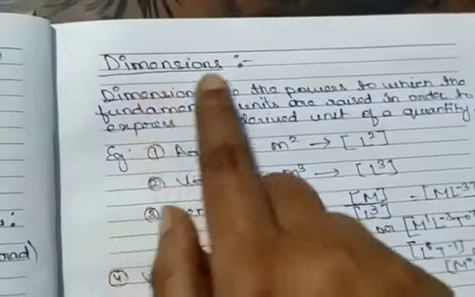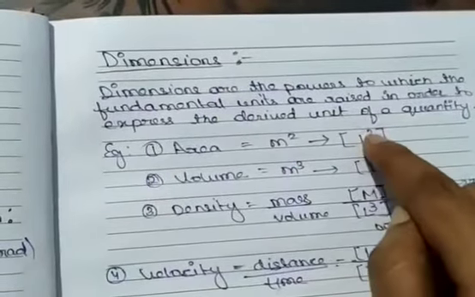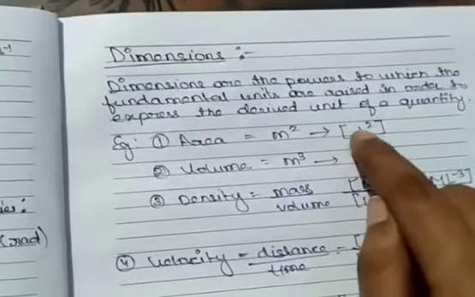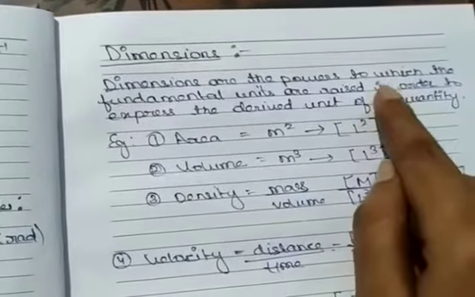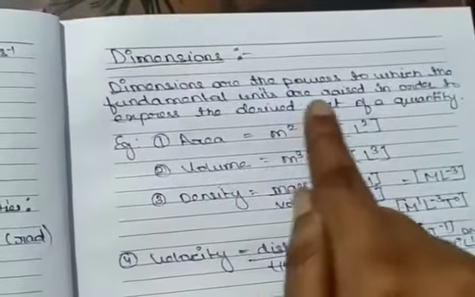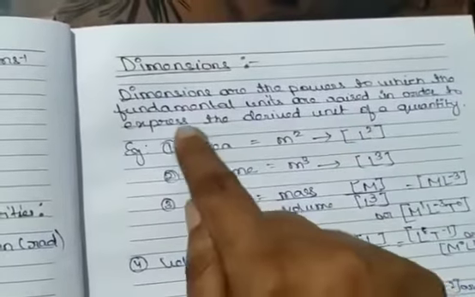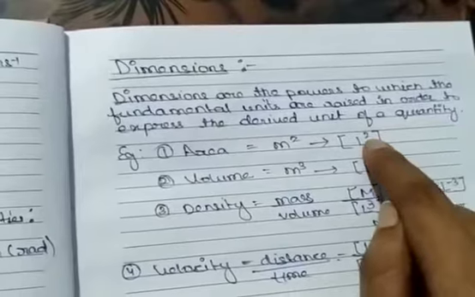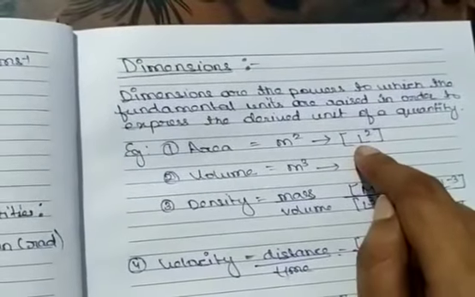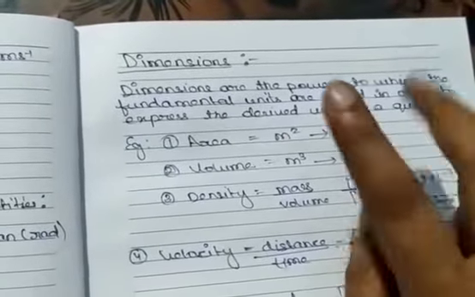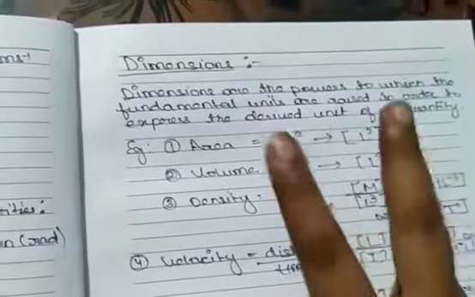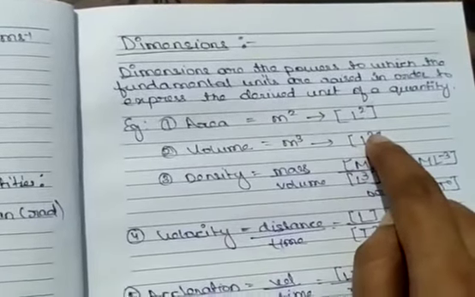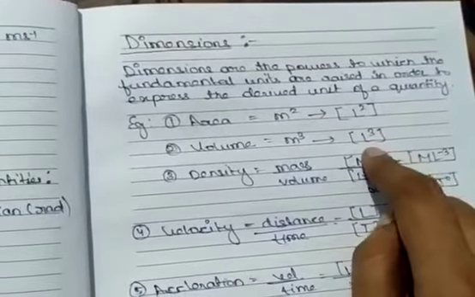So dimensions are the powers to which the fundamental units are raised. Fundamental units are raised 2 times in order to express the derived unit. So this derived unit is expressed by this fundamental unit. How many times raised? 2 times. So dimension is 2. Volume, length is multiplied 3 times, so here dimension is 3.